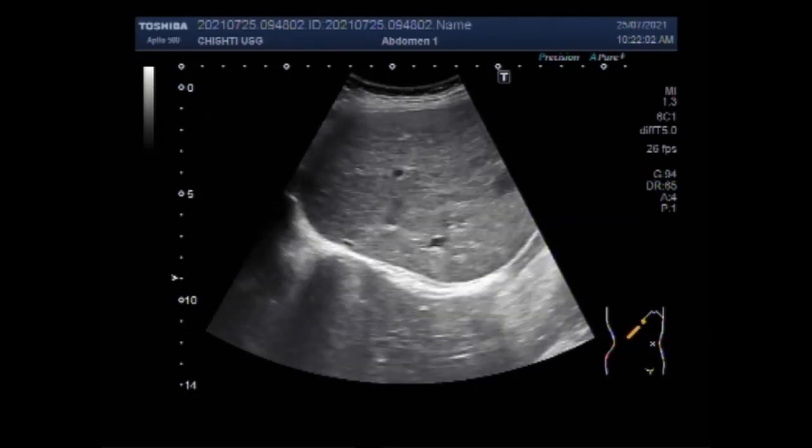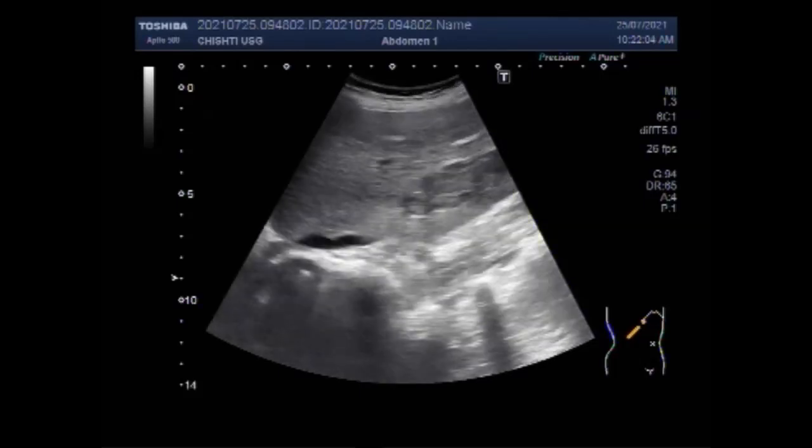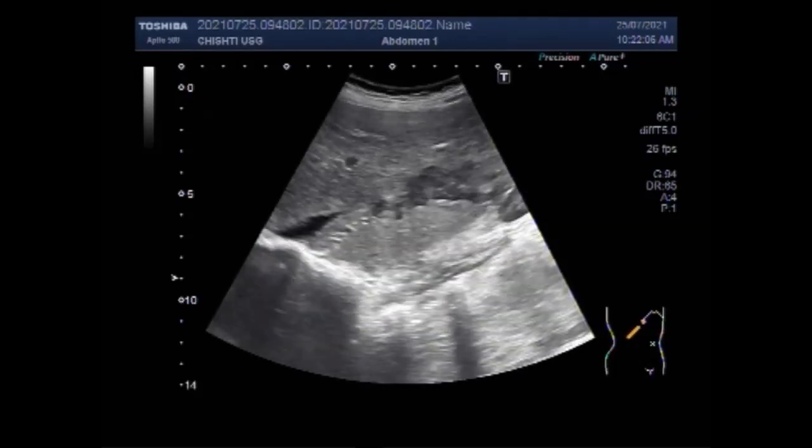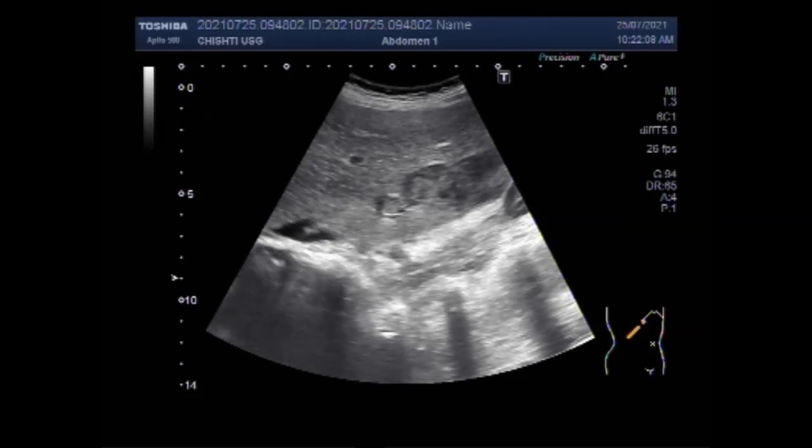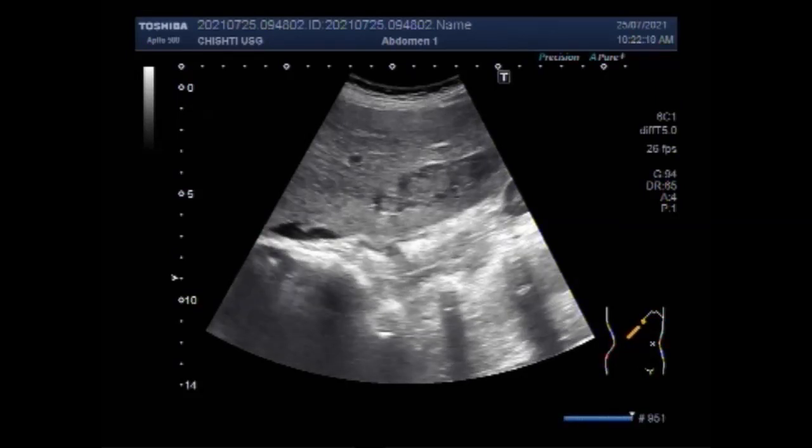Now you can again see the mass in the lower portion of the right lobe of liver. This is the mass.